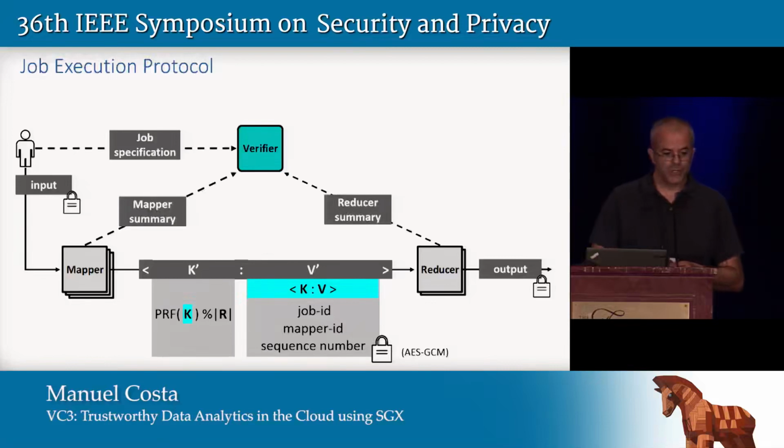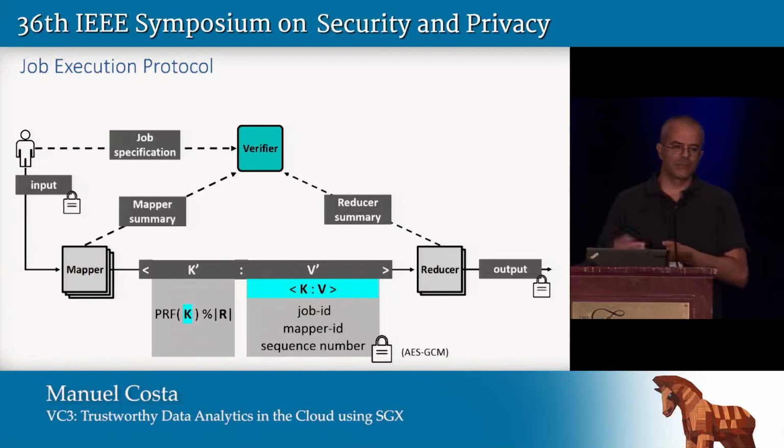So that proceeds as usual, but the tools that the user uses also write a job specification that includes the set of input splits that the job is supposed to process and the code that is supposed to process those input splits. This is sent logically to this verifier node, and the mappers also send to the verifier node information such as what input splits were processed by each mapper, how many intermediate key value pairs were sent from each mapper to each reducer.